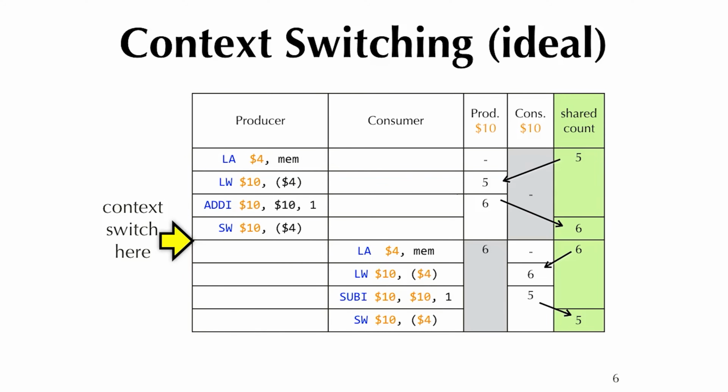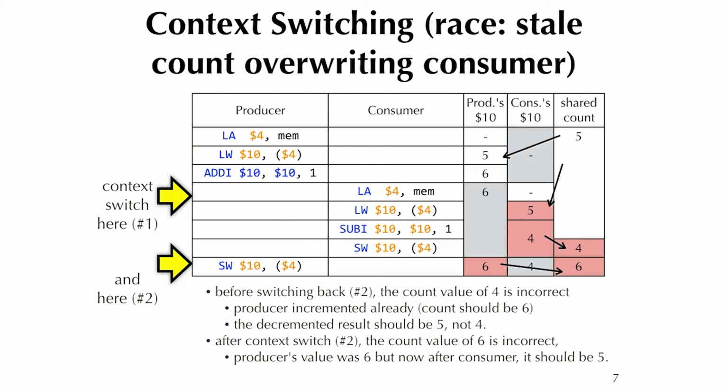The context switch happens. The other one wants to decrement. Great, it already sees an updated value of 6. It loads it from memory, does the sub I, which decrements it to 5, writes it back. Great, no problem here. That's an ideal case, right? The interrupt does not happen inside an increment or decrement.